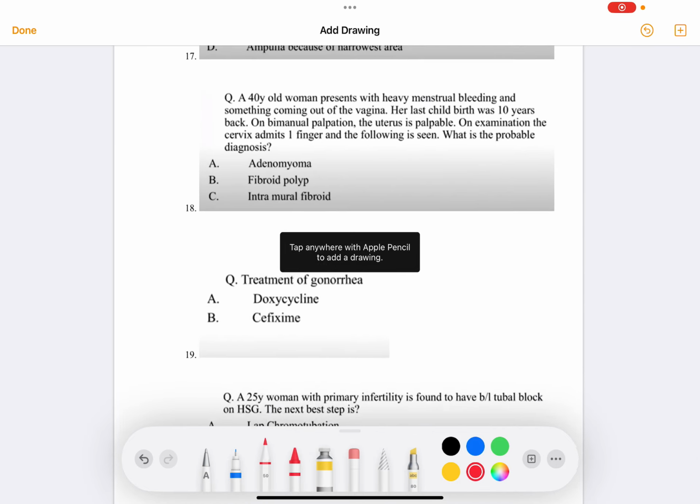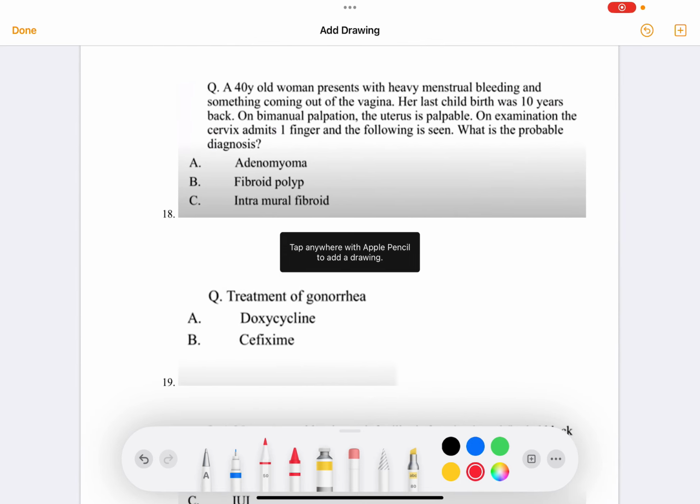A 40-year-old woman presents with heavy menstrual bleeding and something coming out of the vagina. Okay, so heavy menstrual bleeding, AUB, with something coming out of the vagina. Last child was 10 years back. Bimanual examination, uterus is palpable. तो यूट्रस तो अंदर ही है, पेट के अंदर है, तो prolapse नहीं है and there is no uterine inversion, but something has come out. Now on examination, cervix admits one finger, so cervix is open.